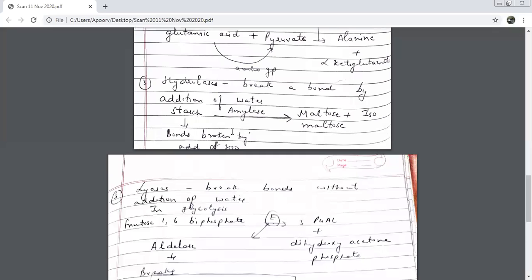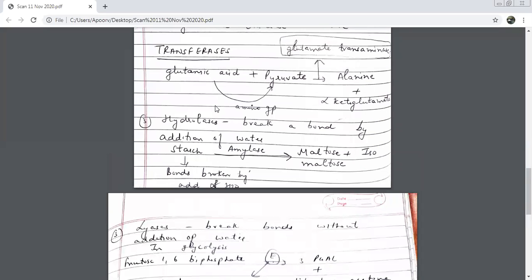Let's move on to the third one. Hydrolases. You have read about them very commonly. This is a hydrolyzing enzyme. What does it actually mean? We have read it in many places, probably even in 10th class. Hydrolysing enzymes or hydrolases are those enzymes which break a bond, but they break a bond by addition of water.